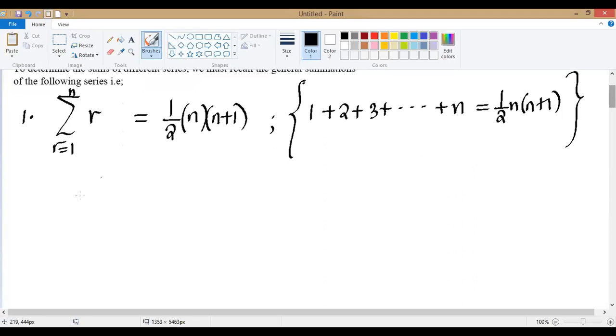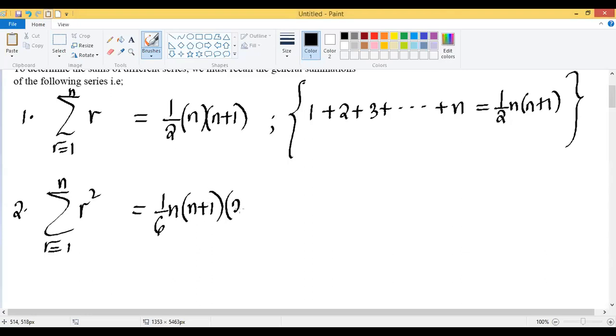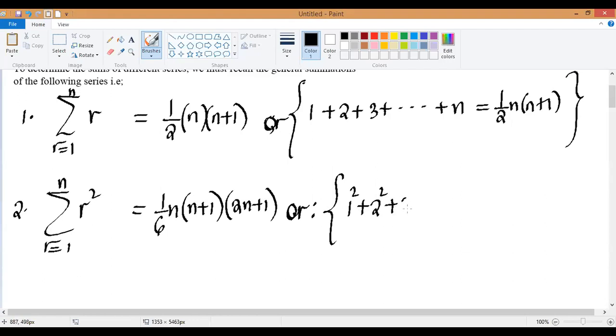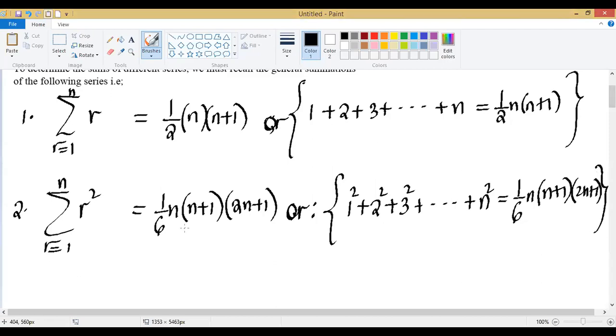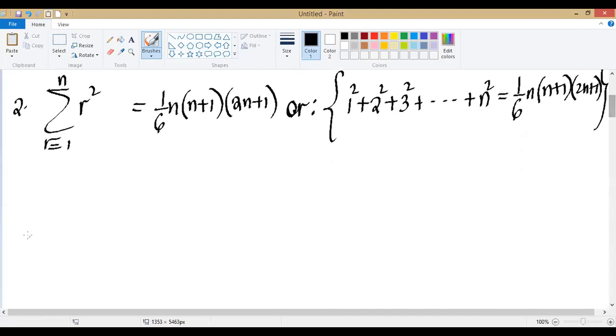That's a reminder. Still, we said that the summation from r equal to 1 to n of square numbers is the same as 1 over 6 n into n plus 1 into 2n plus 1. Such a series can be put down as 1 squared plus 2 squared plus 3 squared, up to the nth term n squared, which is 1 over 6 n into n plus 1 into 2n plus 1.